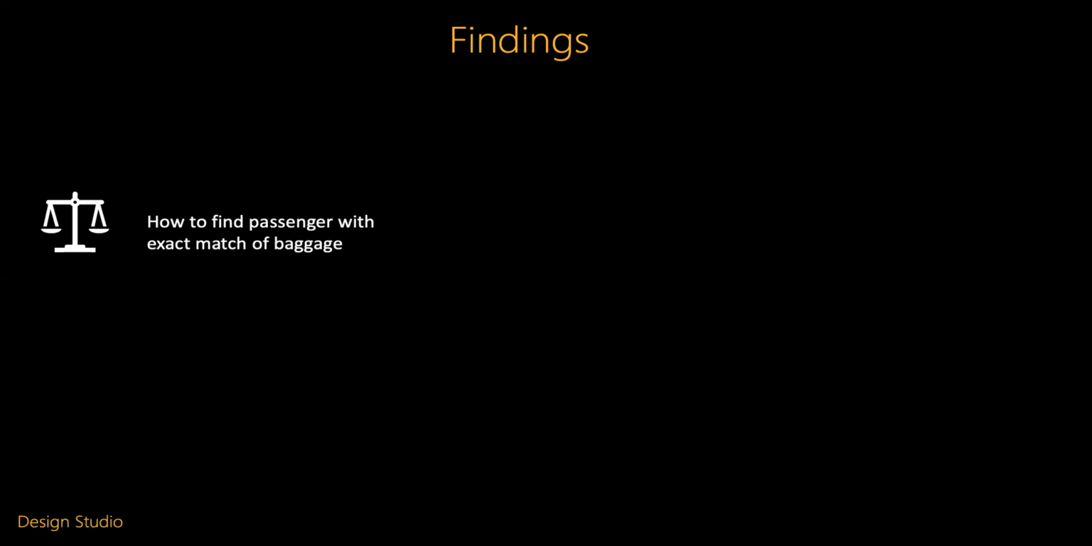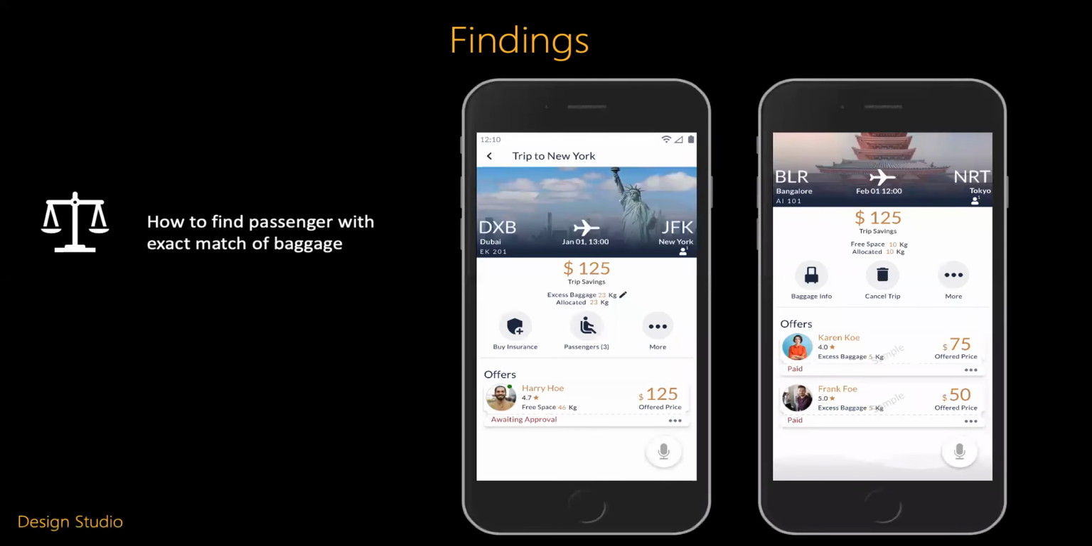So how to find passengers with the exact match? This was something which we found in Design Studio. So the app lets you make an offer even if it is not an exact match. Here in this example, person one has 23 kgs excess baggage, but still he is able to make an offer with a person with free space of 46 kgs, and this will just deduct 23 from his allocated one.